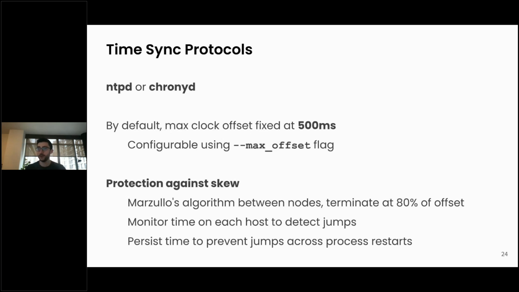There are also a few other protections, where each host will monitor its own system clock, and if it ever detects sufficiently large jumps, it will also terminate itself. And processes will also prevent jumps across process restarts by periodically persisting their own wall clock.